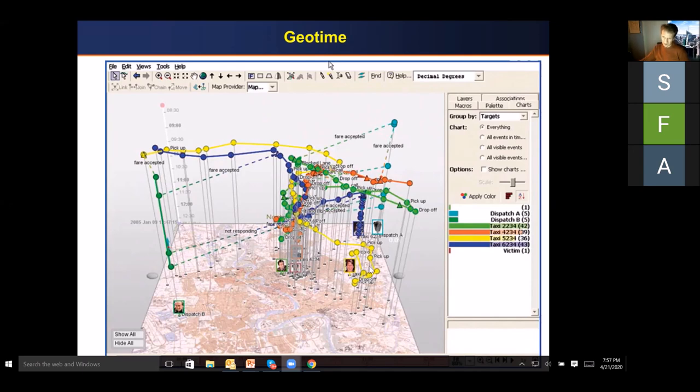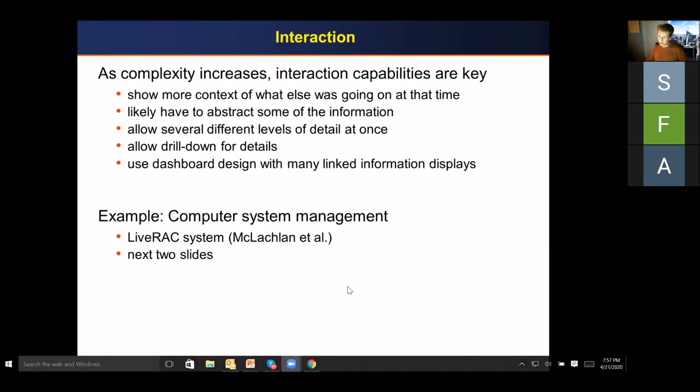Now, one thing I want to talk about is interaction. As complexity increases, interaction capabilities are key. You want interaction to help you manage all of these different time series that may happen. Basically, you control the level of detail you show, increasing the level of detail for some aspects and decreasing it for others.